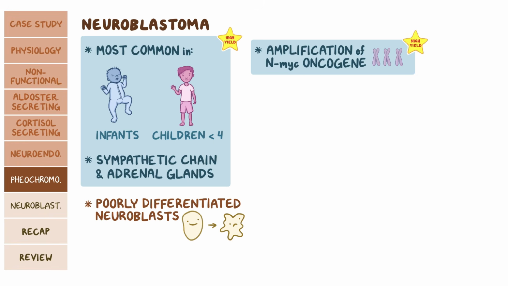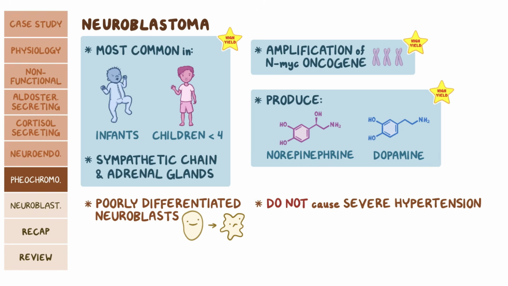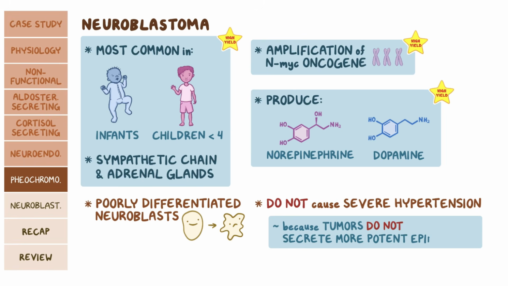Now, just like pheochromocytoma, neuroblastomas produce catecholamines, especially norepinephrine and dopamine. However, they do not typically cause severe hypertension, because these tumors do not usually secrete the more potent epinephrine.